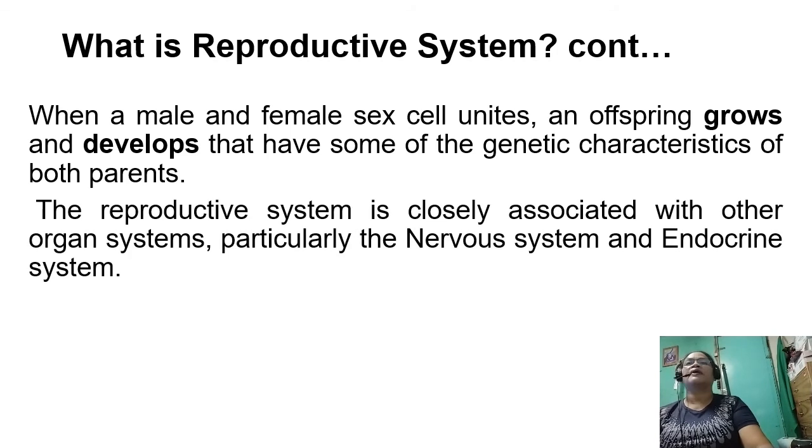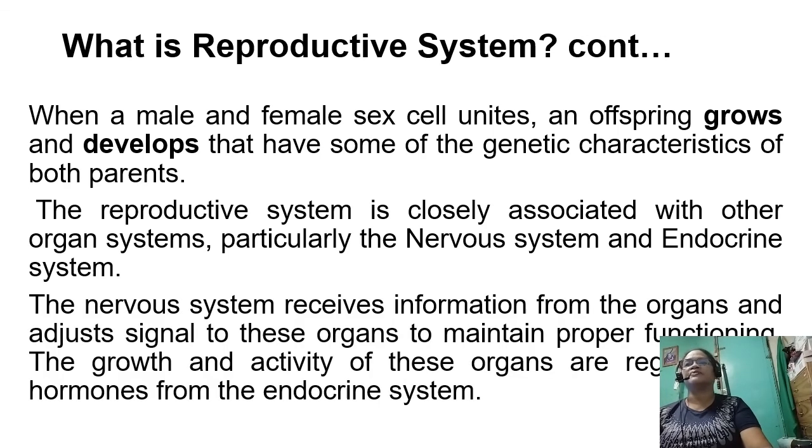both parents. The reproductive system is closely associated with other organ systems, particularly the nervous system and the endocrine system. The nervous system receives information from the organs and adjusts signals to these organs to maintain proper functioning. The growth and activity of these organs are regulated by hormones from the endocrine system.